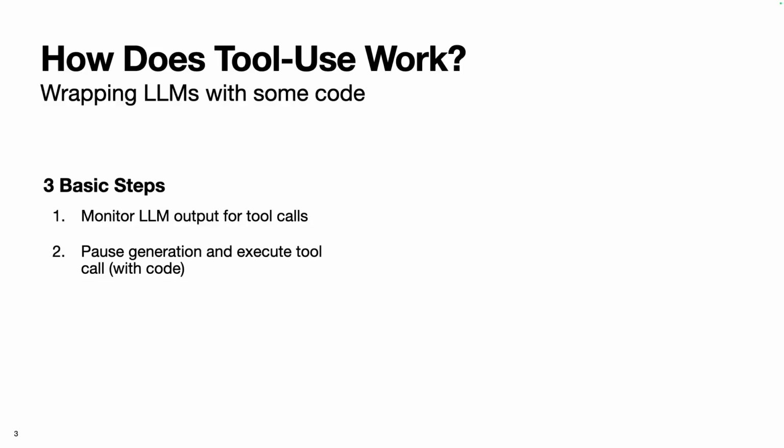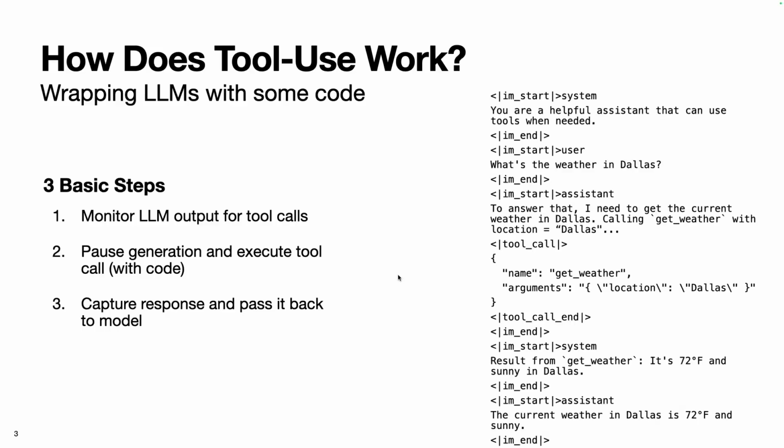And then this is going to be done with some separate code. And then finally, we can capture the response of that tool call and inject it back into the context of the model. So to give a concrete example of this, let's say this is the raw text that the LLM is operating on and is generating text from.